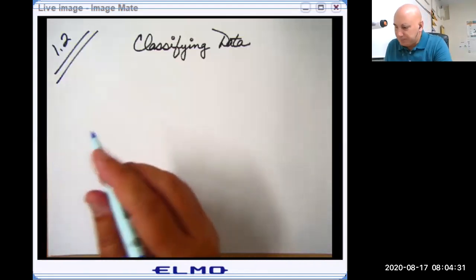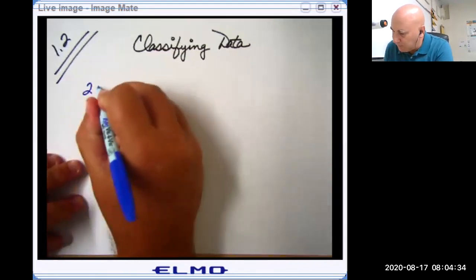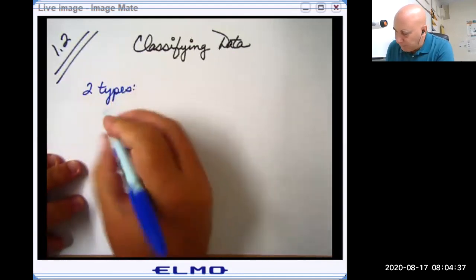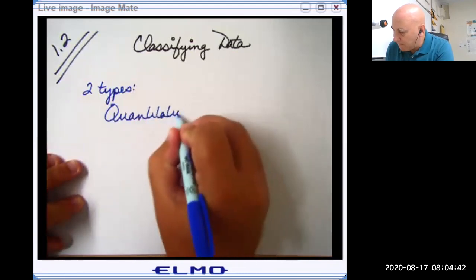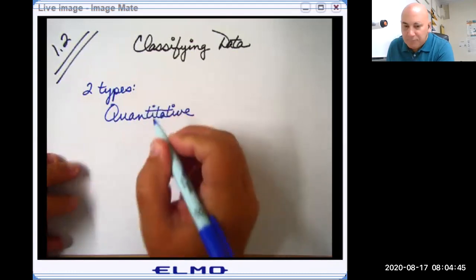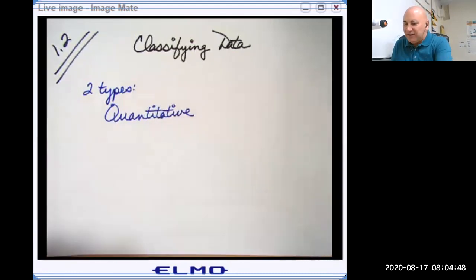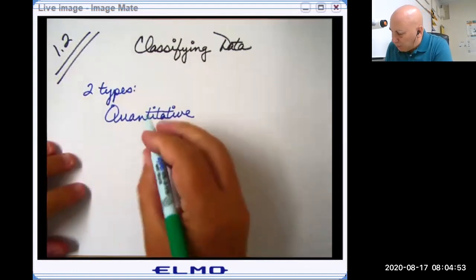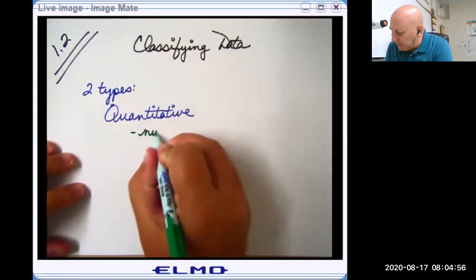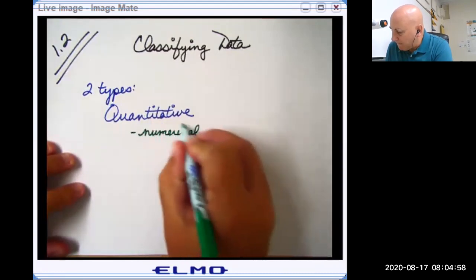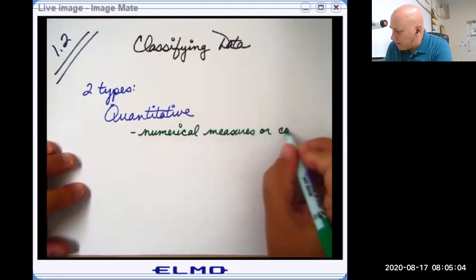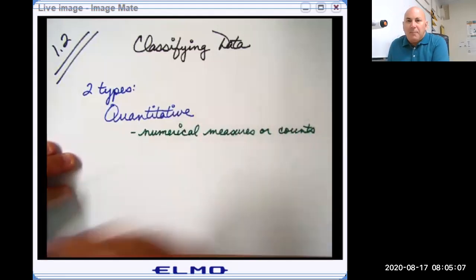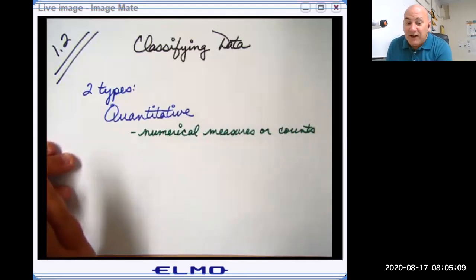The first type is quantitative. And quantitative data are numerical measures and counts, but not all numbers are quantitative data.